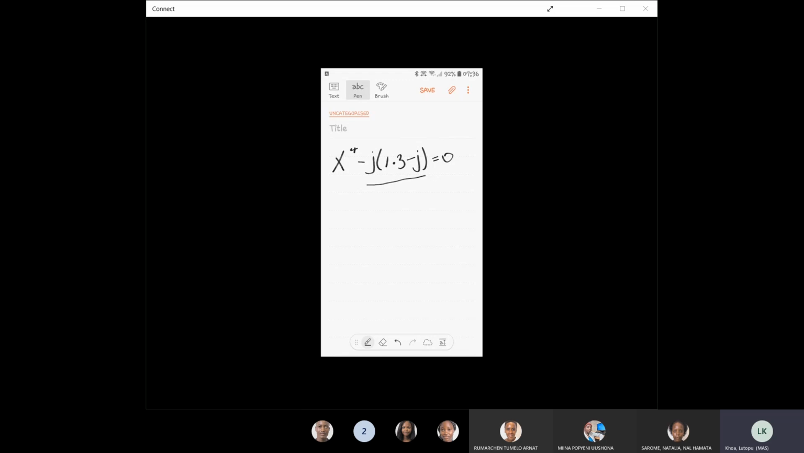Okay, so when you multiply the j with 1.3, you get x to the power of 4 minus 1.3j, and then j times minus j, that is positive j squared, and positive j squared is equal to negative 1. This is what you get. Then this complex number over here, you need to take it to the other side, and then you'll have x to the power of 4 equal to 1 plus 1.3j. Now remember to use De Moivre's theorem.